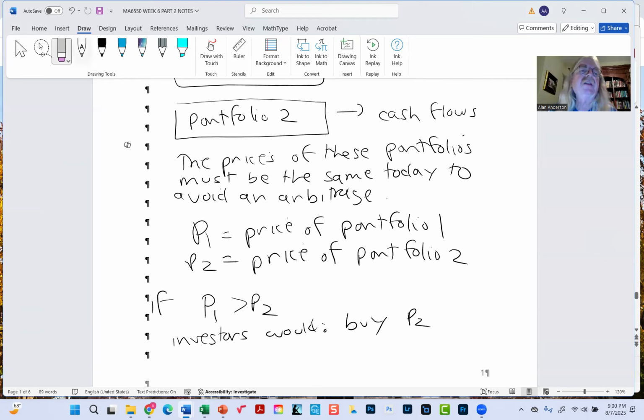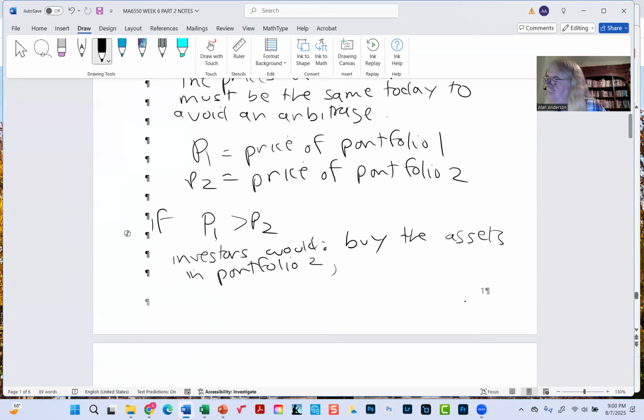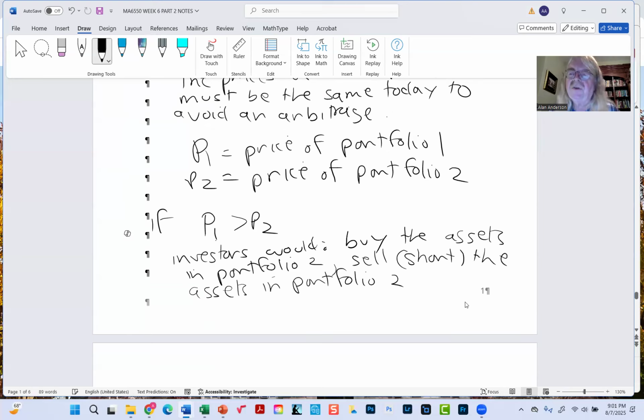Actually, I'm using that for the price. Let me change that a little. And then they would sell or take a short position in the assets in portfolio one. Now, of course, we're assuming that it's possible to do that. If these are traders at major investment banks, they shouldn't have any difficulty short selling any assets in the economy.